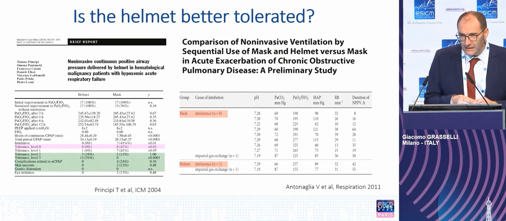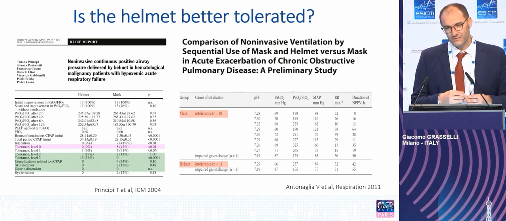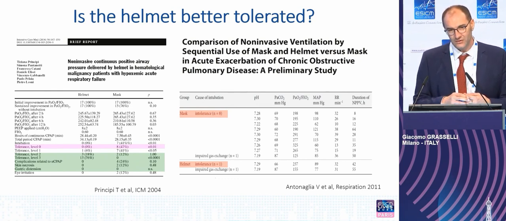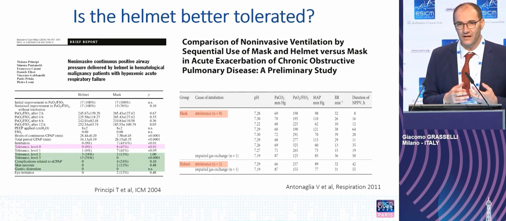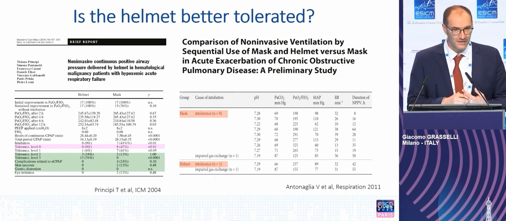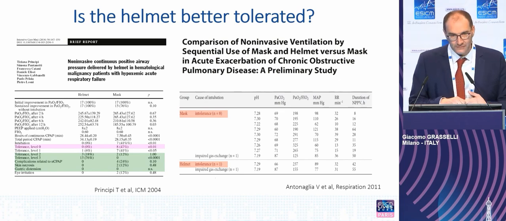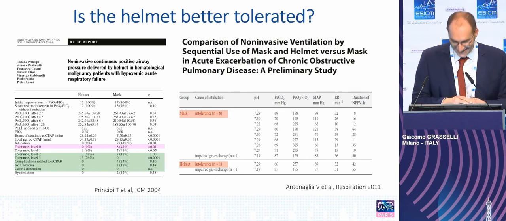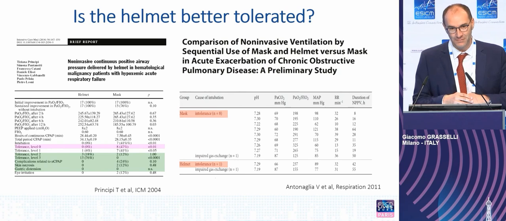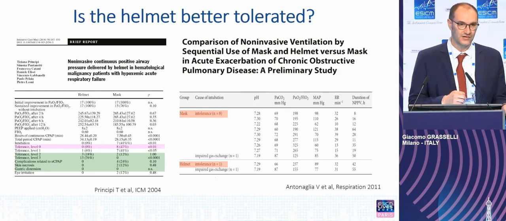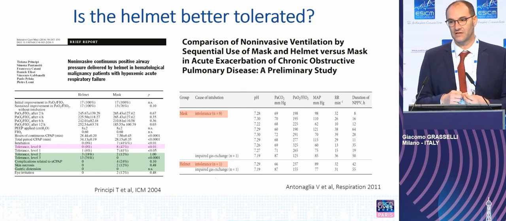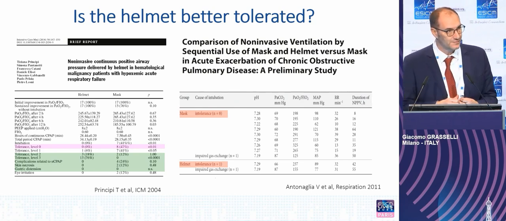So in the second part of my presentation, I will focus mostly on the helmet. The first question is: is the helmet actually better tolerated than the face mask? There are several studies. These are two old studies from two Italian groups. As you can see, there are apparently low numbers, observational studies, but it seems that the helmet has a better tolerability both in patients with acute hypoxemic respiratory failure and in patients with COPD exacerbation.